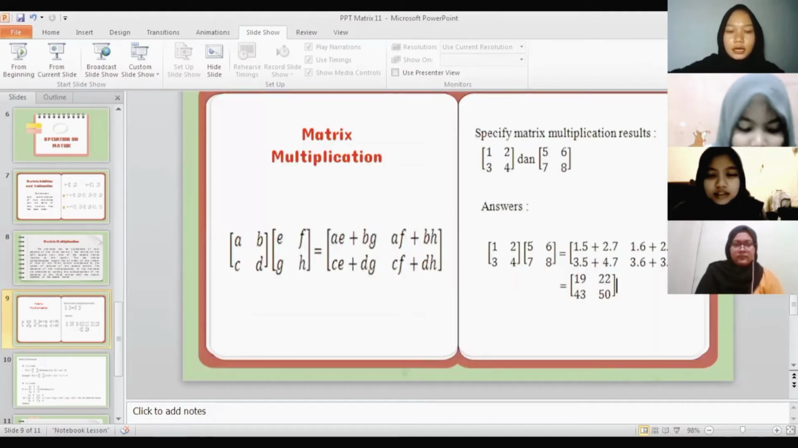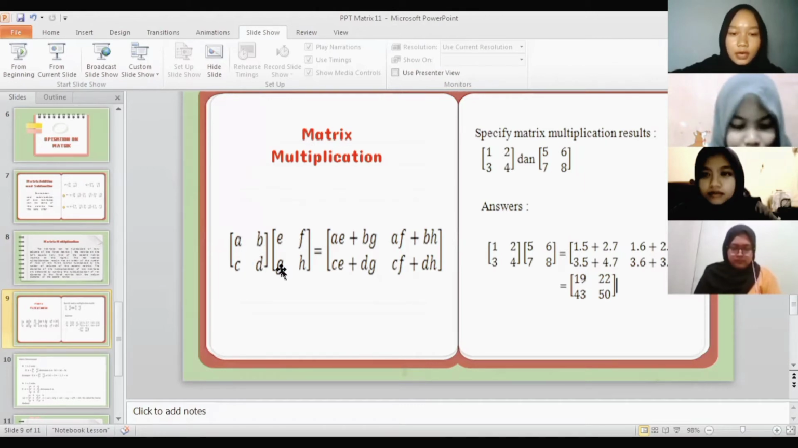Matrix multiplication. As you can see, these are matrices of order 2 times 2: A, B, C, D, E, F, G, H. If we want to multiply the two matrices, we just multiply the same positions: A times E plus B times G, then A times F plus B times H, C times E plus D times G, C times F plus D times H. And we can get the matrix multiplication.